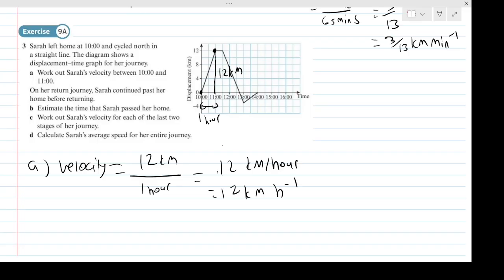And so there we are. Again, it's positive. Make sure you consider the sign. It makes sense to be positive because the line is going up. The gradient will be positive, hence so will the velocity.